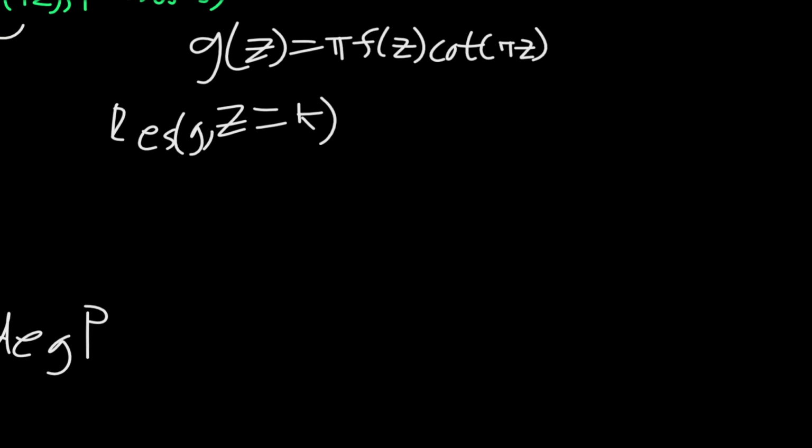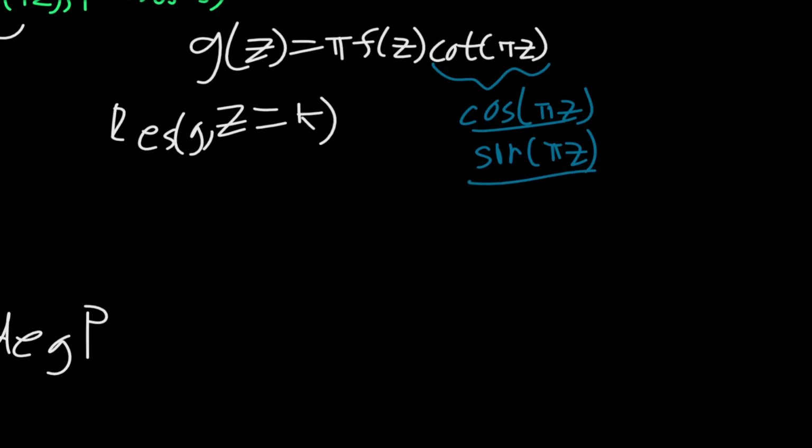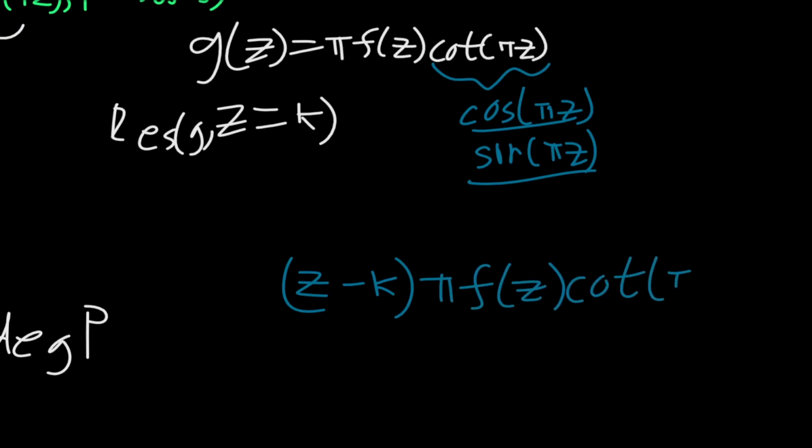The way we're going to do that is first by expanding g. We know that we can express this cotangent as cosine of pi z divided by sine of pi z. And from that, assuming that f has no poles coinciding with this cotangent, we see that our poles here are simple poles, and they occur at every integer. So to find the residues, we can say we have z minus k, where k is an integer, of course, times pi times f of z times cosine of pi z divided by sine of pi z.